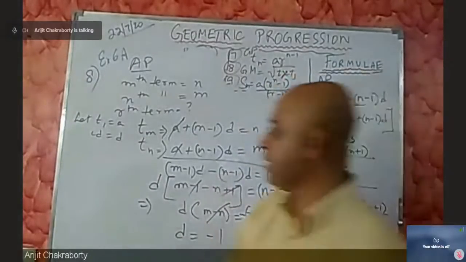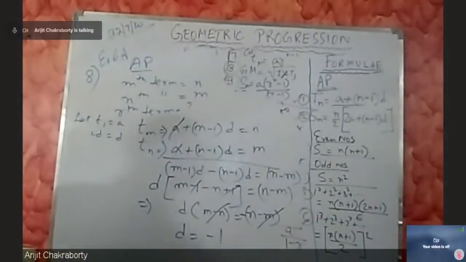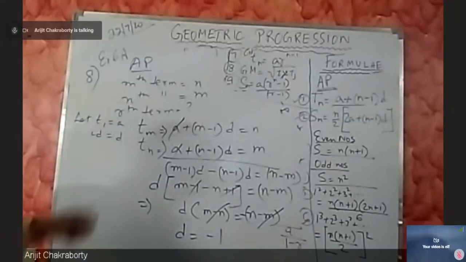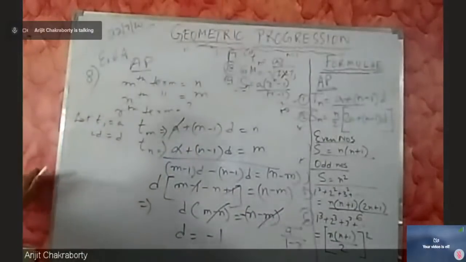Okay, I rub this part again and just continue. So D comes to minus 1. The mth term is N, the nth term is M. So we have to find the rth term. D comes to minus 1.